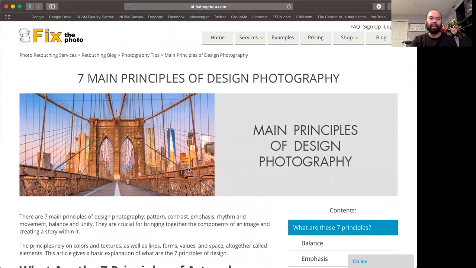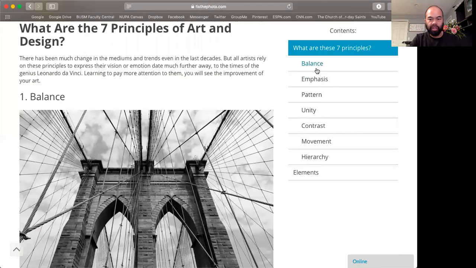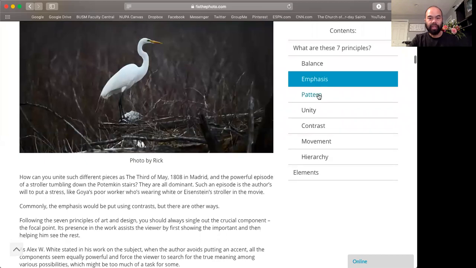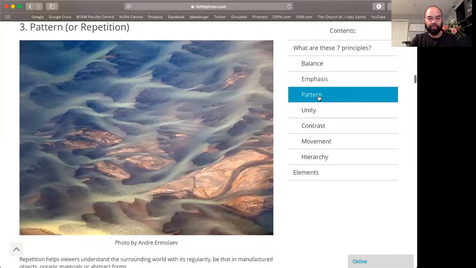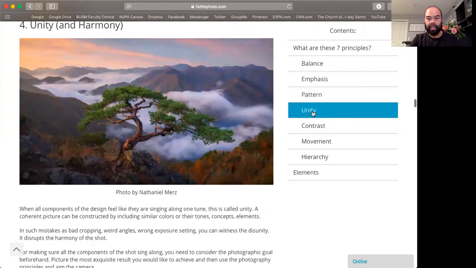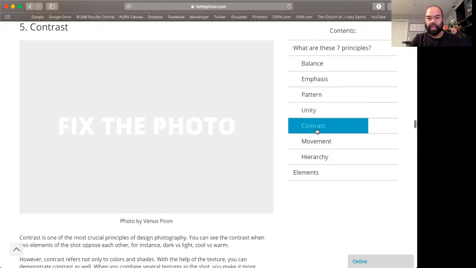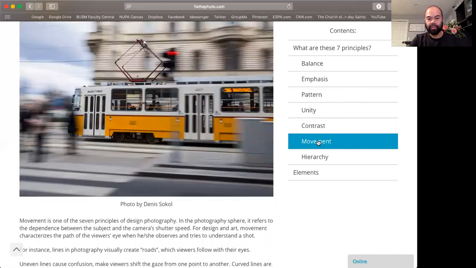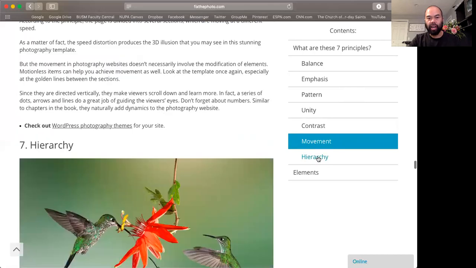I highly recommend it. What I like about this website is, in addition to talking about the 7 main principles of design photography, it actually shows you examples. So here are the principles that they talk about: balance, and here are some example pictures: balance, emphasis, pattern, unity, contrast, movement, there we go, and hierarchy.